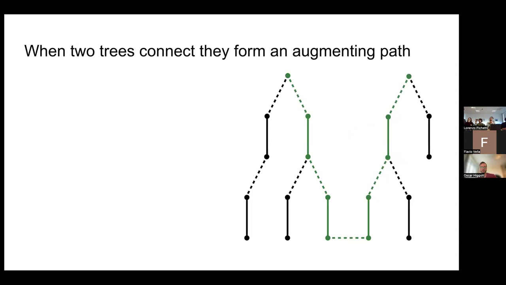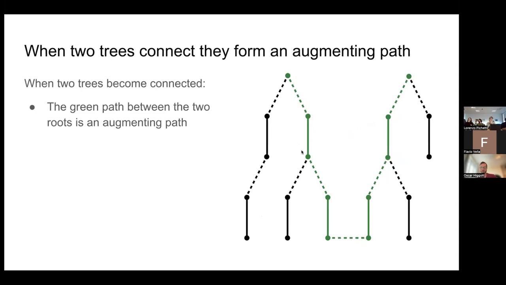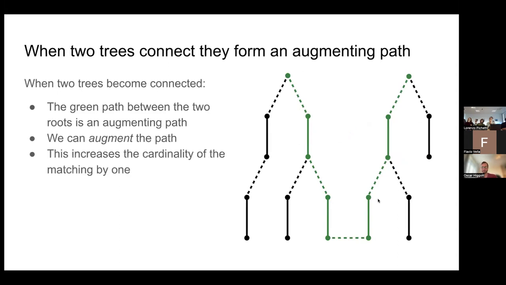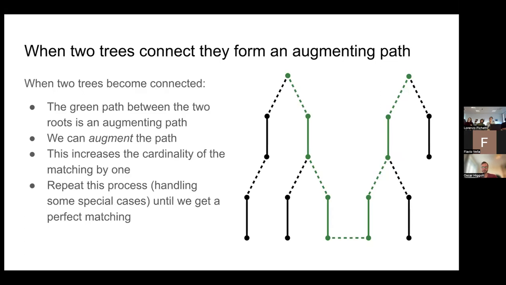To see how this works, when two trees connect like this, let's say you're performing this sort of structured search in the graph, and two of these alternating trees connect like so, then this green path between the two roots is an augmenting path, which can be augmented to increase the number of edges in the matching. We can repeat this process, handling some important special cases, the cycles, which give rise to blossoms, that's the name of the algorithm, but I won't go into the details of that right now. We can eventually obtain a perfect matching.